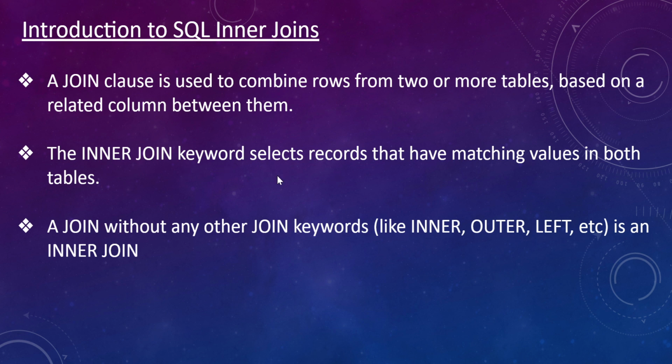The inner join keyword selects records that have matching values in both the tables. So there are two tables, and inner join selects all the values which are matching in both the tables, and if there are any rows which are not present in the other table, then all that data is discarded in the final output. A join without any other keyword like inner, outer, or left is an inner join. So if you are using join, then by default it is inner join. Both can be used interchangeably and both are the same. Even if you are just writing join, that will work as an inner join.